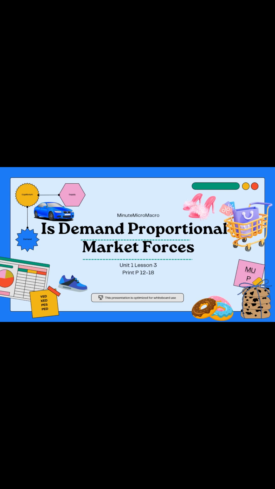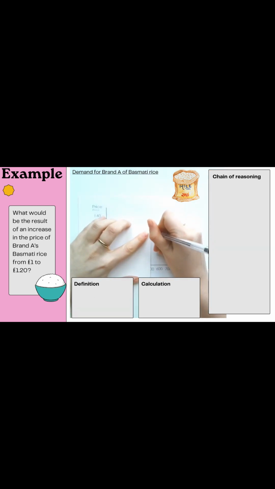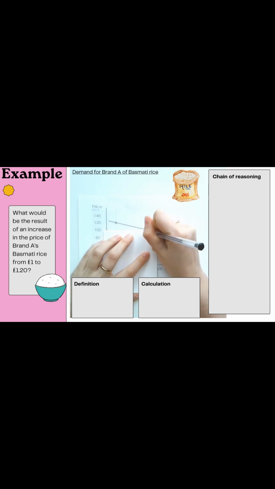Today we're thinking about, is demand proportional? We're going to dive straight into example one. So we're thinking about the demand for brand A of basmati rice. So we're thinking about a good that I can easily substitute for another brand.